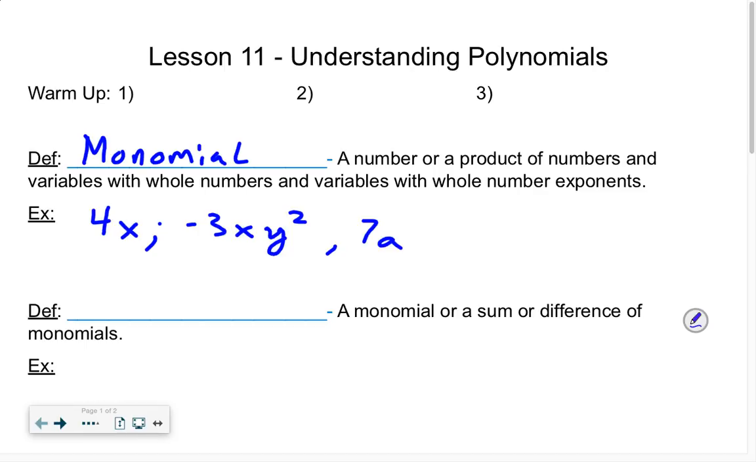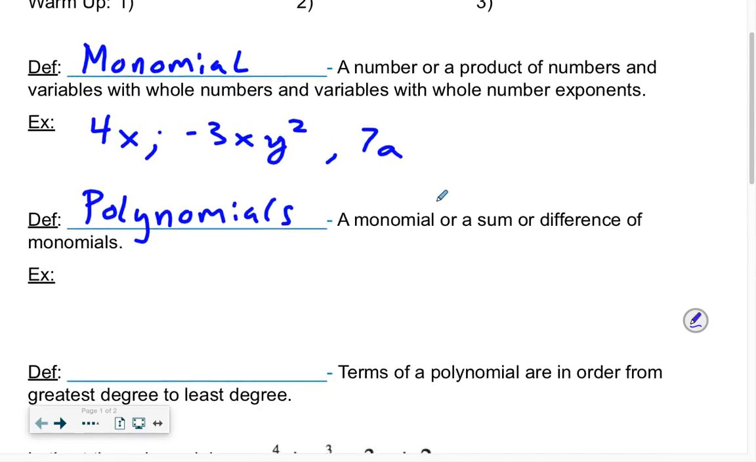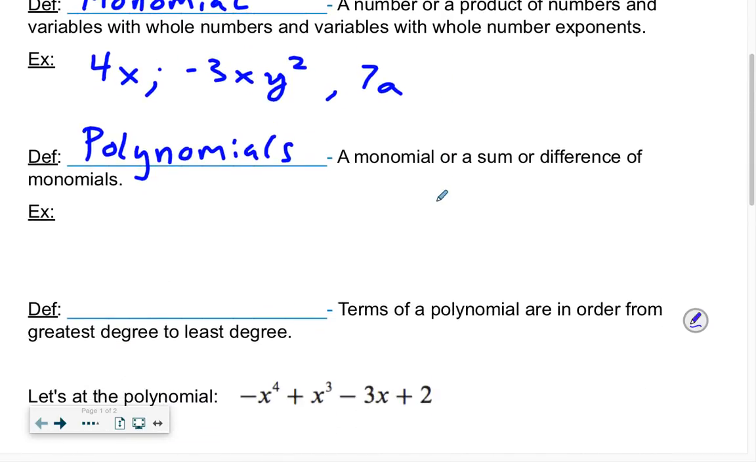All of those are examples of monomials. Actually, let's go 7a. When we take these single terms and we put them together with plus or minus signs, this is where we start to create polynomials. So if we wanted to, we could take all of our previous monomials, 4x minus 3xy squared plus 7a, and there is an example of a polynomial. Again, you don't need the definition. Maybe just the examples, if anything else.